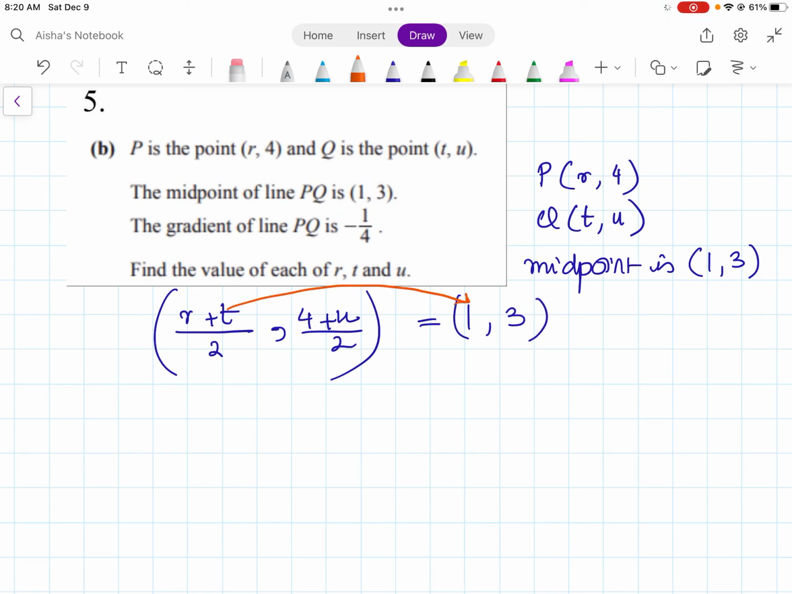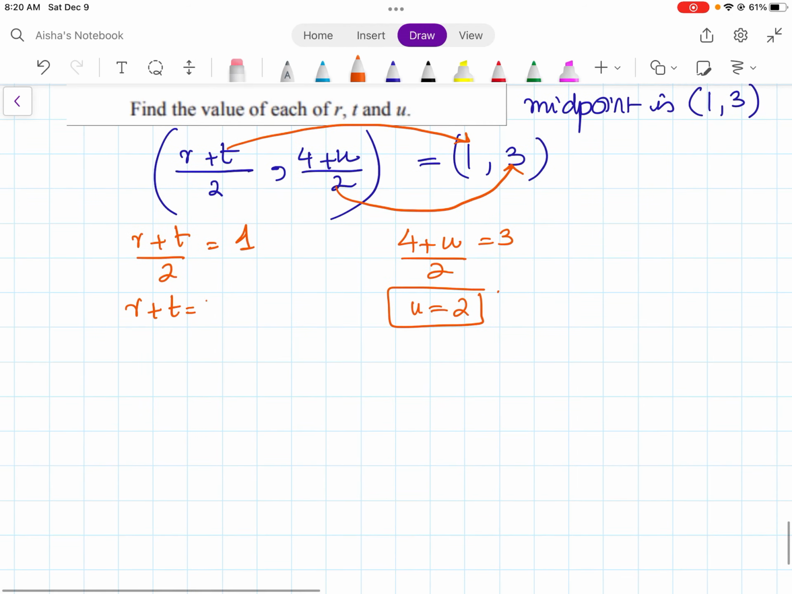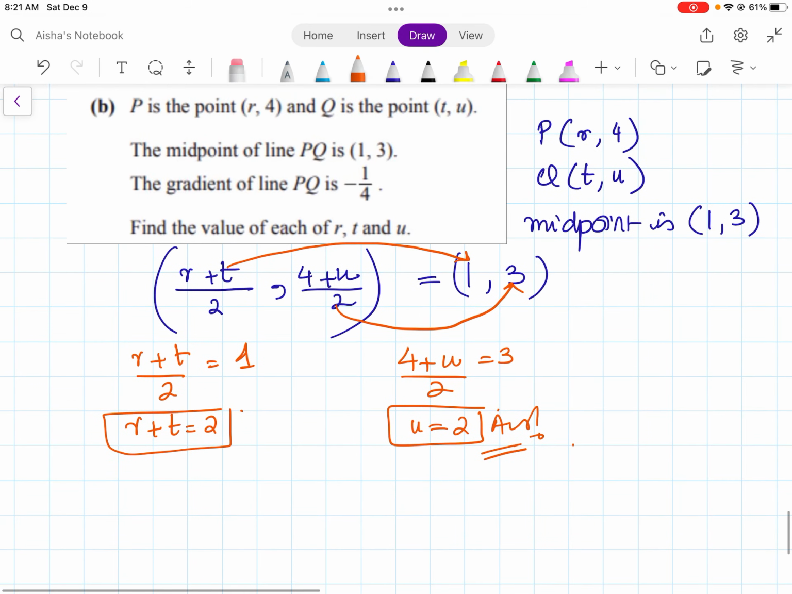Now, if the midpoint is given, it means x equals x and y equals y. 6 minus 4 gives you 2. So I have the value of u. This is my answer. Now next is the gradient of the line PQ. Now I'll put 2 in place of u. 4 minus 2 upon r minus t is equal to minus 1 upon 4.